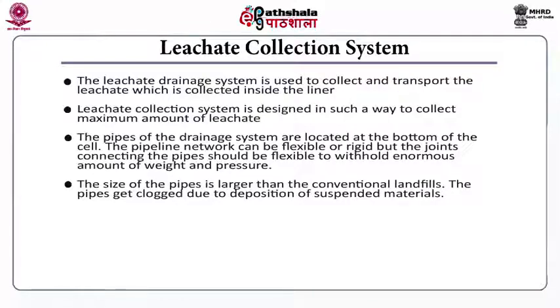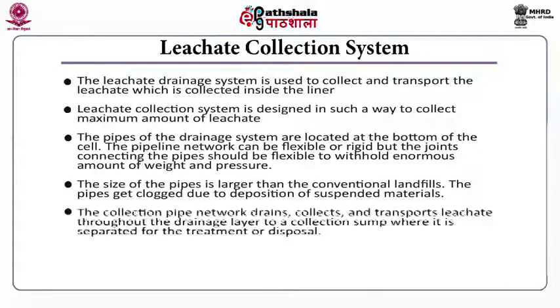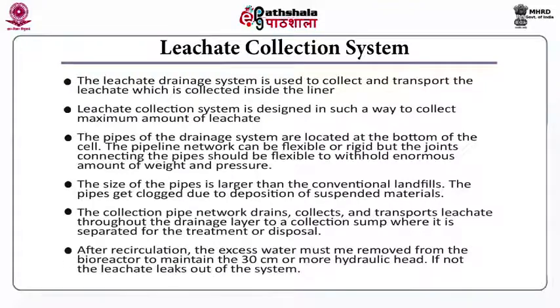The pipes will get clogged due to the deposition of suspended materials, so they have to be frequently observed for any clogging. The collection pipe network drains, collects and transports the leachate through the drainage layer to a collection sump, where it is separated for treatment or disposal. After recirculation, the excess water must be removed from the bioreactor to maintain at least 30 centimeters or more of hydraulic head. If not, the leachate leaks out of the system.